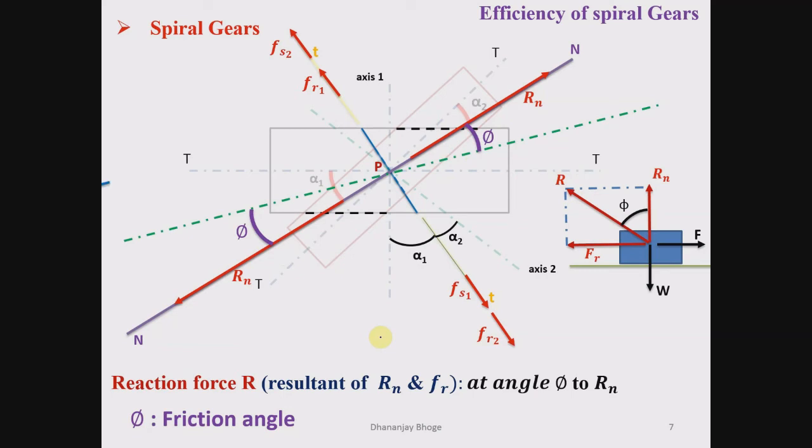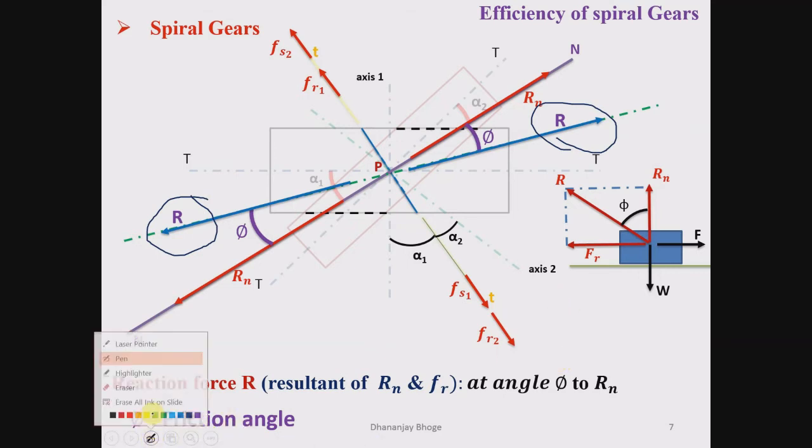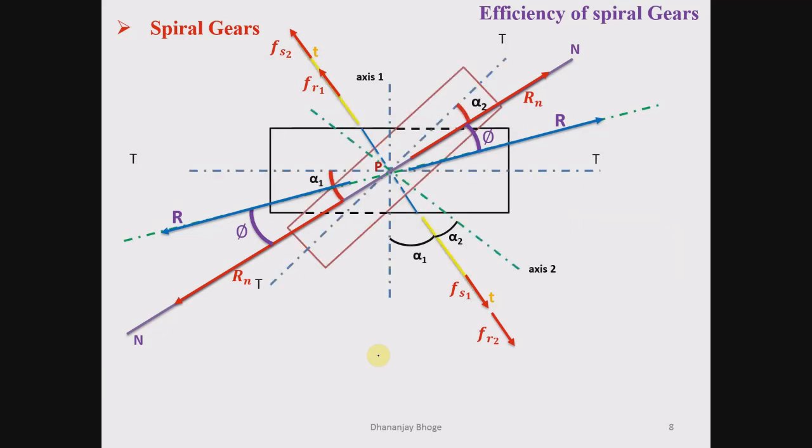Now show the total reacting force R in this plane, in the green plane. So this is R. You have to draw the forces in opposite direction, and this is R. Total reacting force for both the gears acting in the plane which is inclined by friction angle to the normal plane.